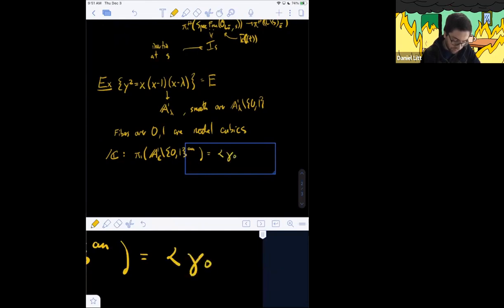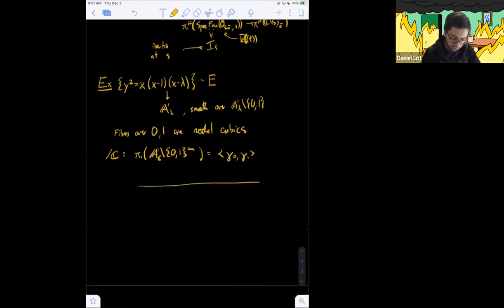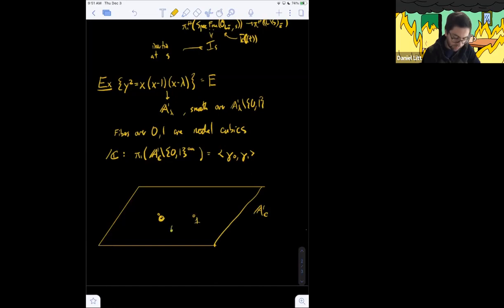It's free on, so let me write it this way. It's free on a loop around 0 and a loop around 1. So let me draw the picture. So this is A1, it's the complex plane. And then I'm going to remove 0 and 1. So this is 0 and this is 1. And then if you have some base point, it's generated by some loop around 0 and some loop around 1.